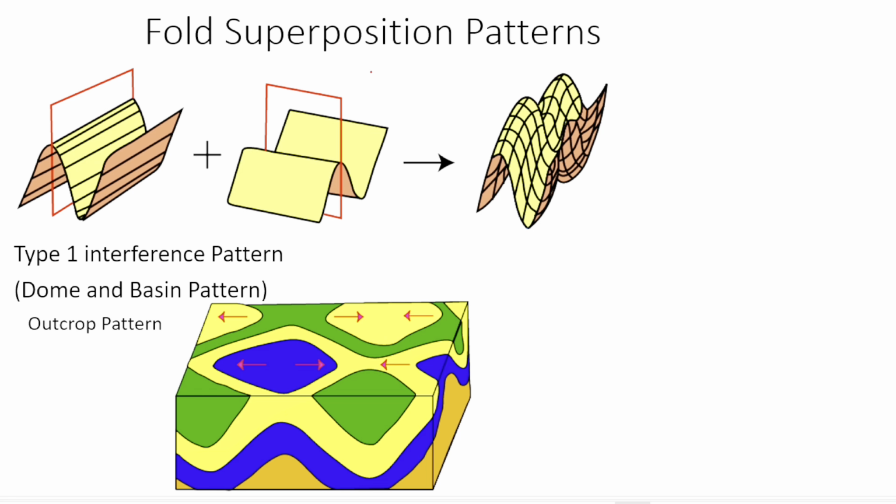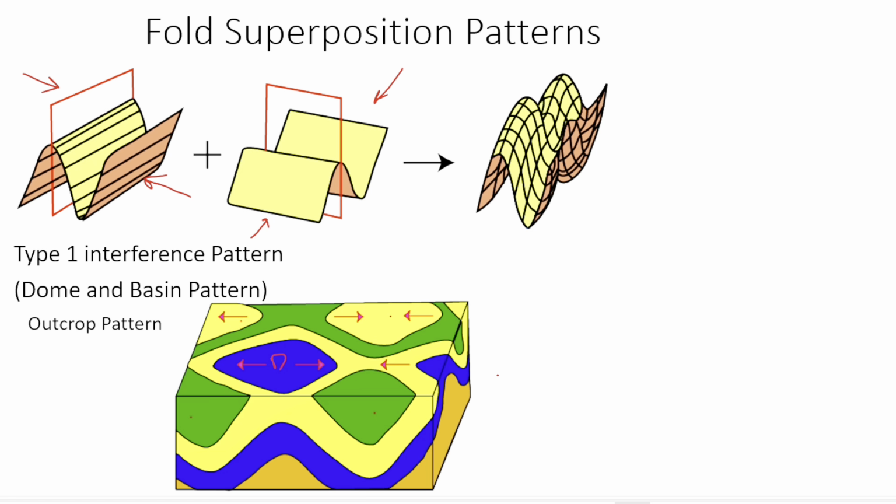Now after watching the visualization of type 1 fold, in this case in F1 fold, force is applied in this way. This is the axial plane and this is the fold axis. And if we apply, this is the F2 fold case. This is the axial plane of F2 fold and this is the hinge line. Now, if we look at this part, we are getting a dome and basin shape pattern. This is the 3D view of the pattern. Suppose this is a dome, it is surrounded by 4 basins.